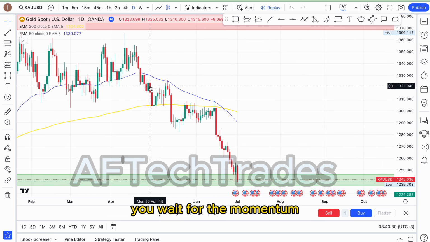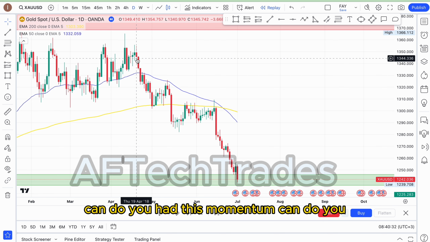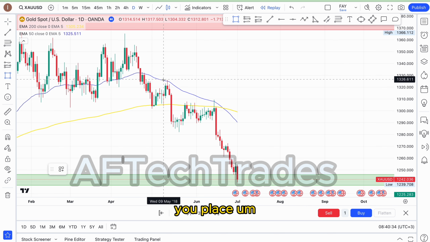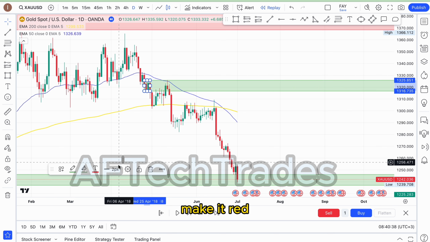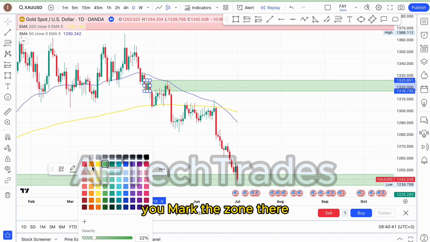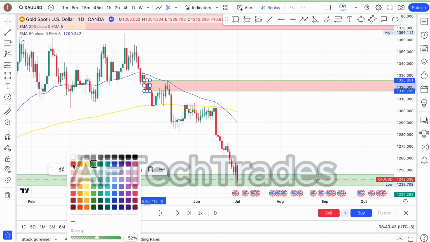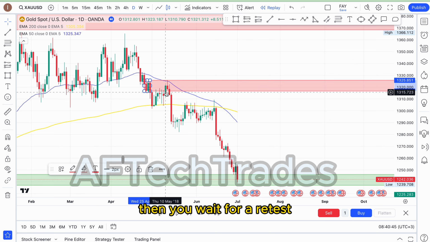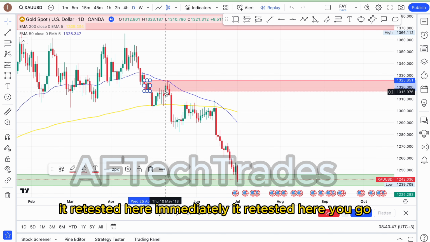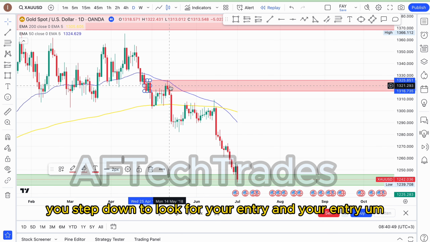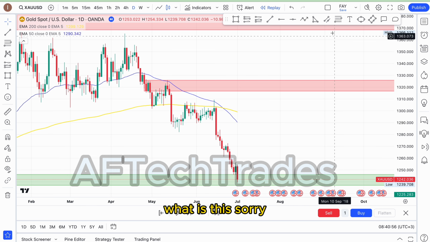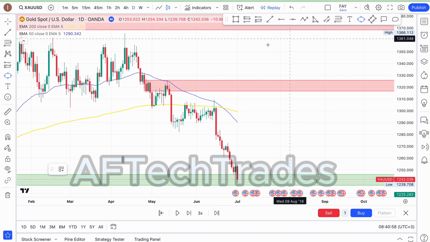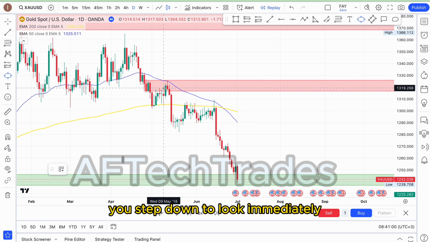You wait for the momentum candle. You had this momentum candle. You mark the zone here, make it red. You mark the zone there, then you wait for a retest. It retested here. Immediately it retested here, you step down to look for your entry.